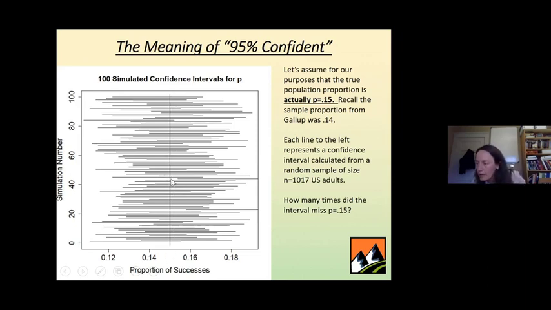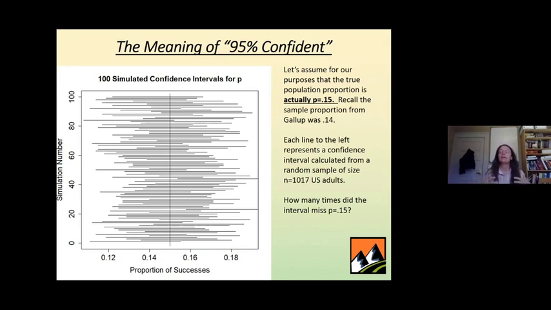Notice that I have this one and this one; I think those are the only two. So in this simulation of 100 confidence intervals, I captured the true P, the true proportion, 98% of the time. And that's what 95% confidence means.